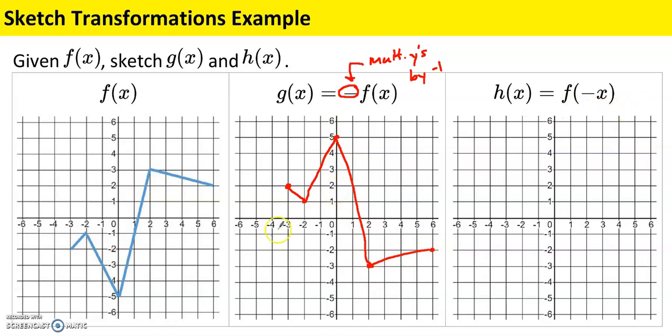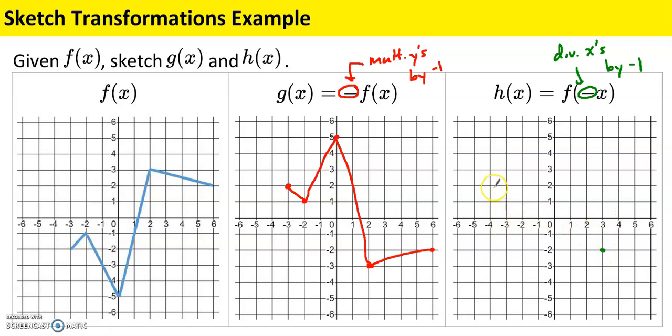What about h of x? What about f of -x? Now, the difference here is that that negative sign is applied to the x, the input itself, not the function. So technically, this is a division of all of the x's by -1. It's simply going to change the x-coordinate of each point. So the point on f of x that was at -3, -2 should be at 3, -2.